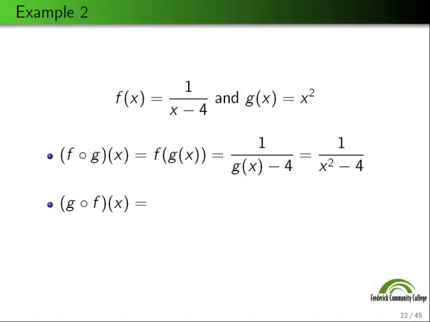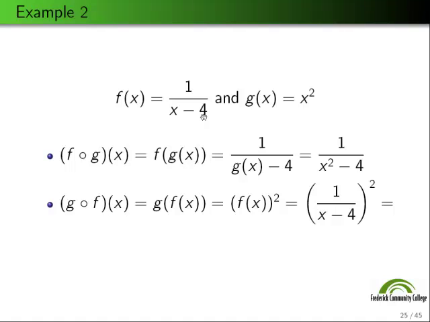Let's compose in the other direction, g composed with f of x. We're going to be plugging f of x into g. So g says whatever's inside me, square it. So we take f of x and square it. But f of x is 1 over x minus 4. So we have (1 over x minus 4) squared. And squaring that, 1 times 1 is 1, and x minus 4 times x minus 4 is x squared minus 8x plus 16. So g composed with f of x is the function 1 divided by x squared minus 8x plus 16.